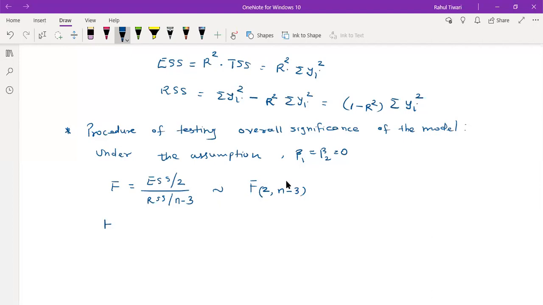And here we are testing H naught: beta i is equal to 0, where i takes value 1 comma 2, versus H1: beta i is not equal to 0, or I can write H1 not H naught. Both will work here. Sometimes we write not H naught. Sometimes we write beta i is not equal to 0. So you should know both.